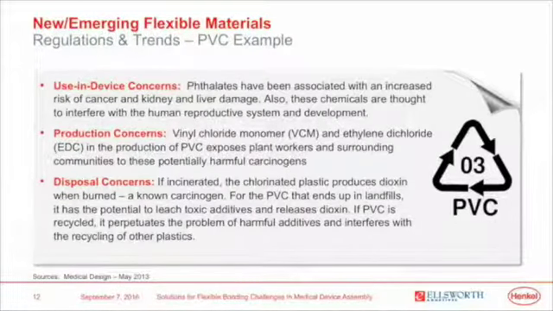The second concern, maybe not as widely recognized or known, is production concerns. There are 2 key chemicals that are byproducts as PVC is being produced and can get exposed to the plant workers as well as the surrounding environment. This is vinyl chloride monomer, VCM, as well as ethylene dichloride, EDC. And these are both considered to be potentially harmful carcinogens.